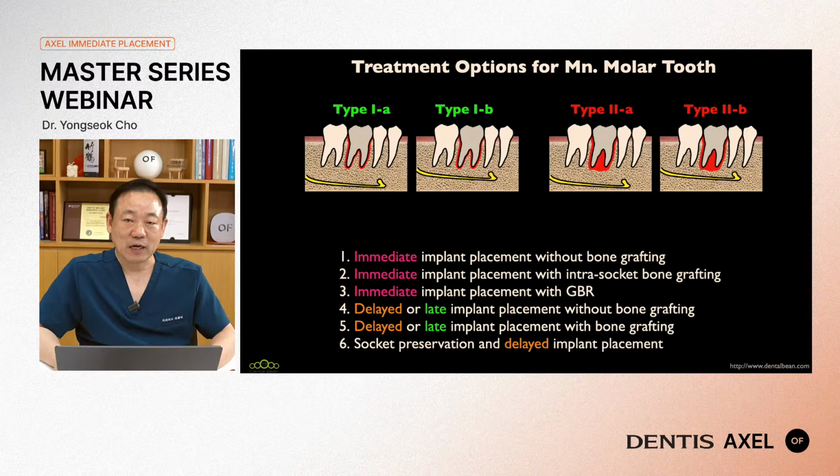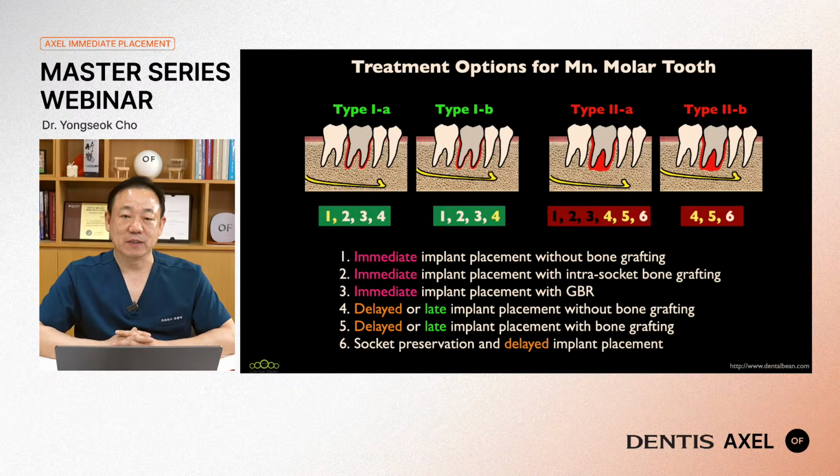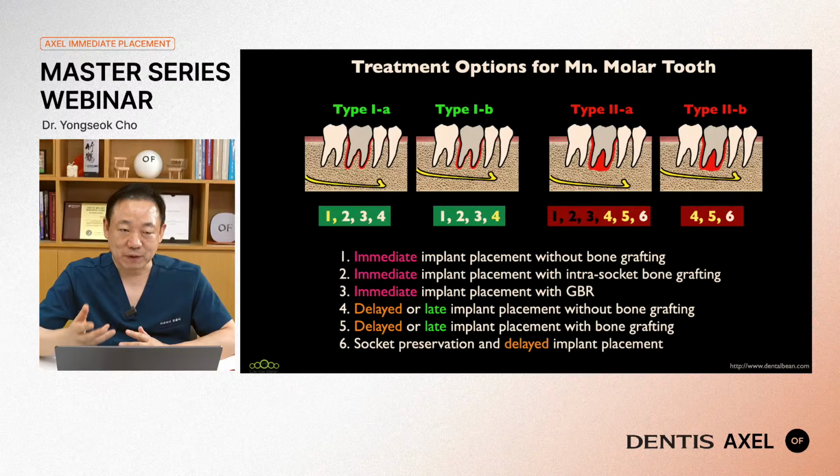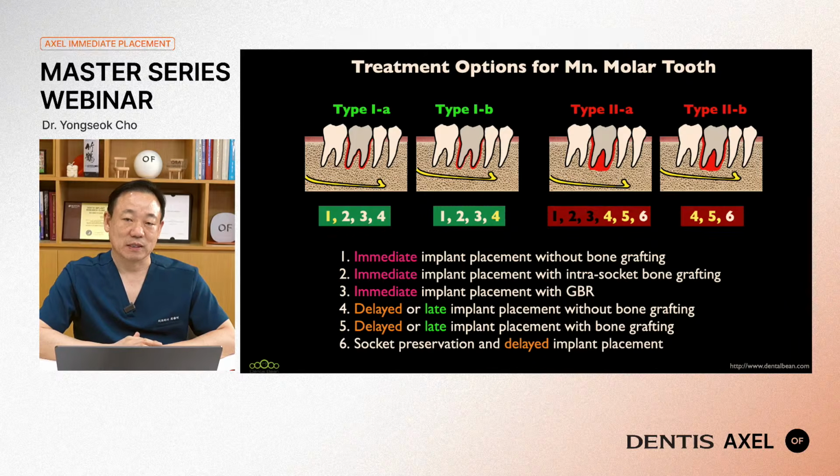Then, depending on the type of extraction socket, which one is recommended? Here is a possible treatment option depending on extraction socket type. For Type 1A, options 1, 2, 3, 4 are possible. Type 1B, the same, but my preference is the yellow colored option. Type 1A, immediate implant placement without bone graft. Type 1B, I prefer delayed or late implant placement without grafting.